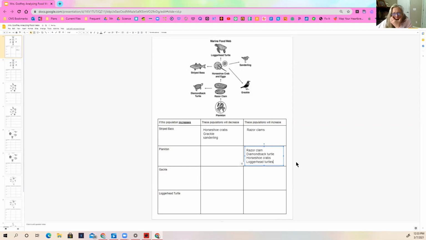All right, now if there are more horseshoe crabs, then that means the striped bass, the eater of them, would have a greater population. There'd be more sanderlings and more grackles. Oh, wait. So I'm wondering if from doing this, we can get the idea, right, that everything increases when you increase the producers.